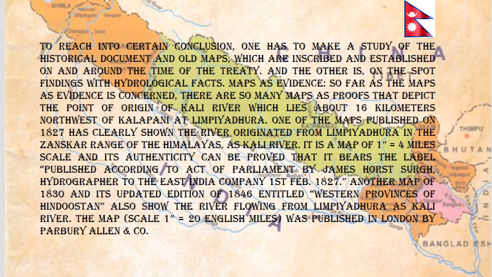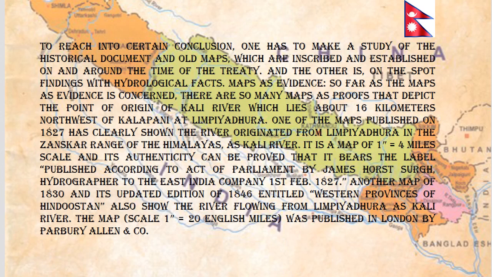To reach a certain conclusion, one has to study the historical documents and old maps which were inscribed and established on and around the time of the treaty, and the other is on-the-spot findings with hydrological facts. Maps as evidence: so far as maps as evidence are concerned, there are many maps as proof that depict the point of origin of Kali River, which lies about 16 kilometers northwest of Kalapani at Limpiyadhura.